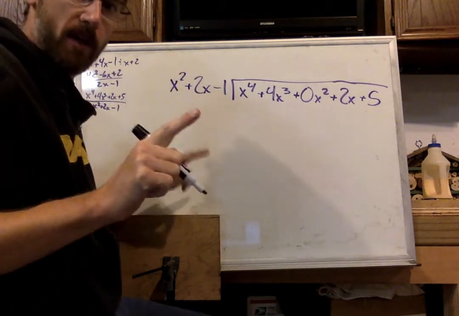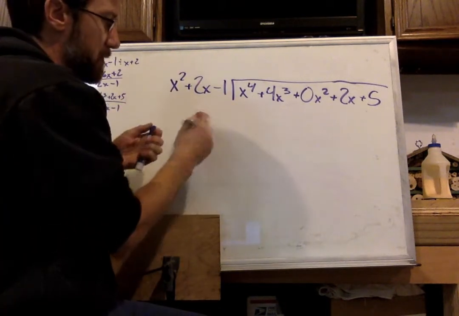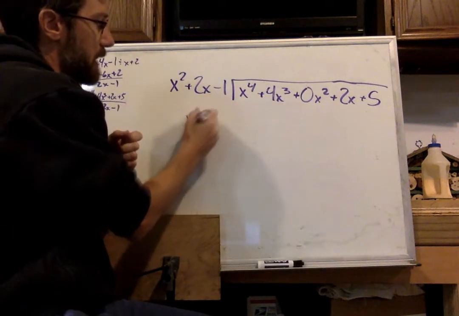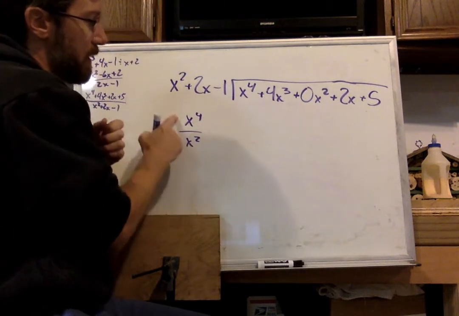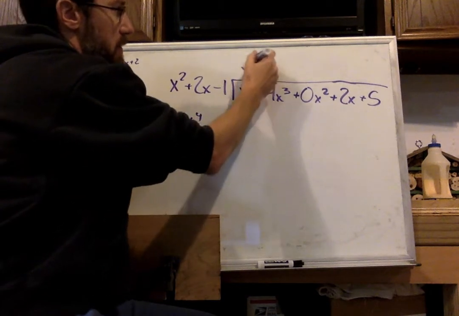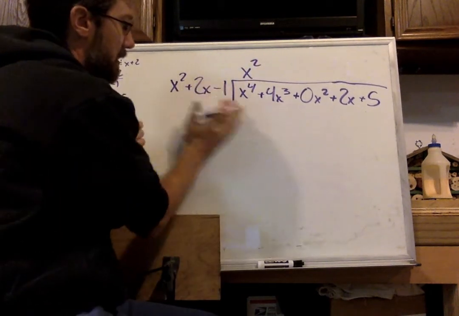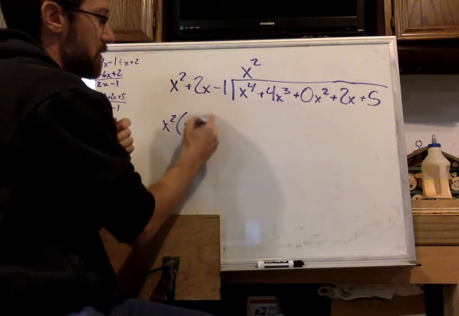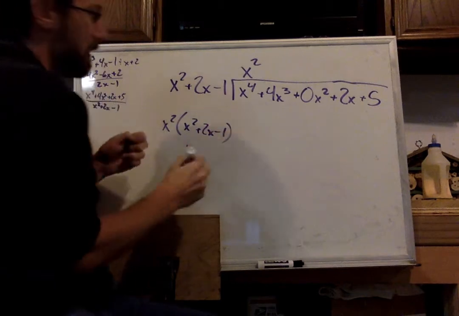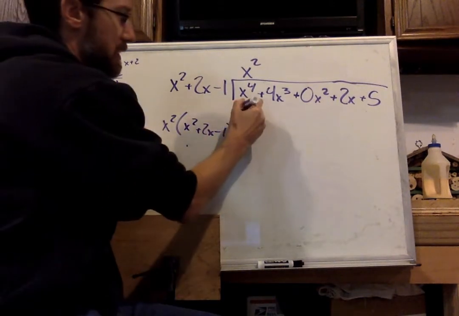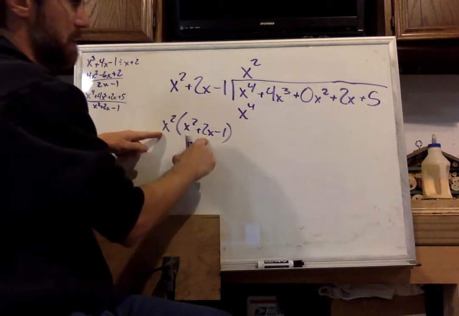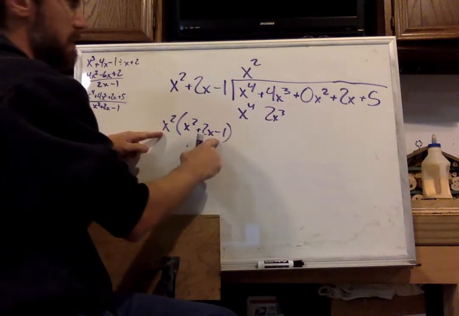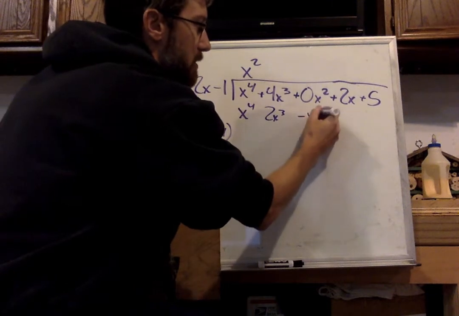Okay, so now long division steps. First term divided by first term. So x to the fourth over x squared. That's going to equal x squared. Now multiplying x squared times the entire divisor, x squared plus 2x minus 1. X squared times x squared is x to the fourth. X squared times 2x is 2x cubed, and x squared times negative 1 is negative x squared.